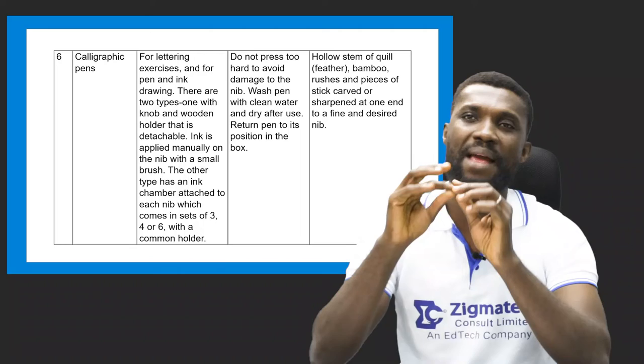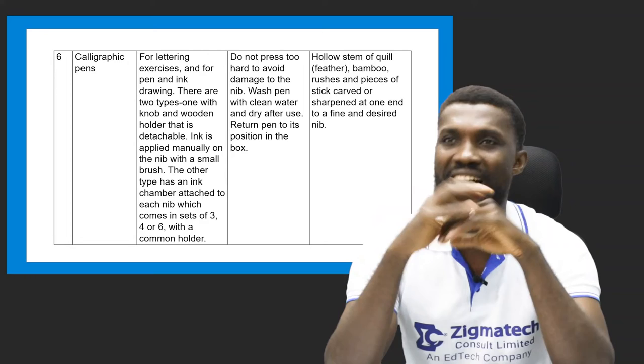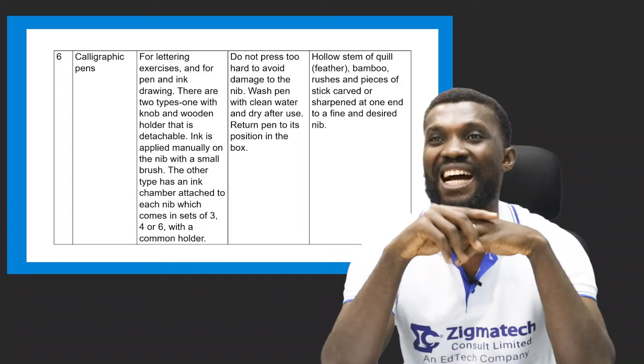Now whenever you're using this, don't press too hard to avoid damage. If you press too hard on the nib, you damage the nib. Wash the pen whenever you're done and dry it. Then return the pen back into its casing, because it usually comes in a casing.